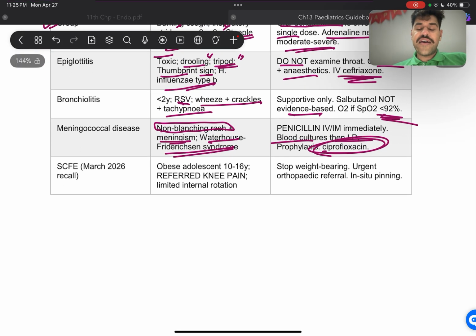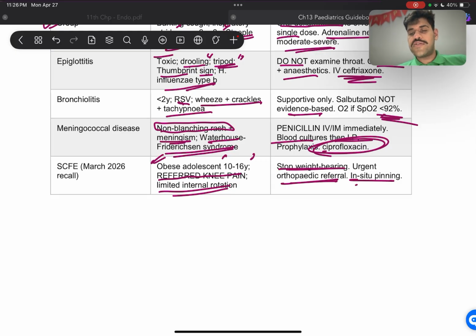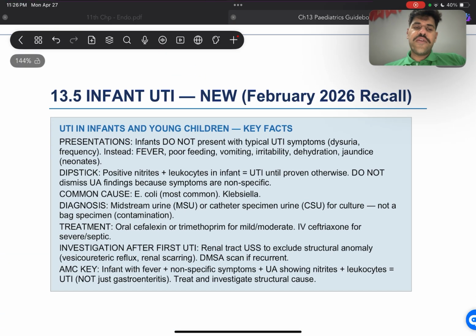Now SCFE is seen in obese adolescents between 10 to 16 years. It is referred knee pain, and it's limited internal rotation. We stop weight bearing exercises, we get them an orthopedic referral, and it's in situ pinning. All right, simple. SCFE is the simplest one because we usually get x-rays for that, and we can easily diagnose it.